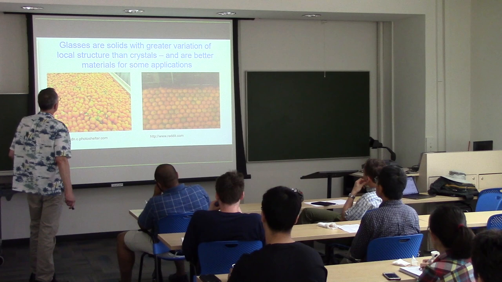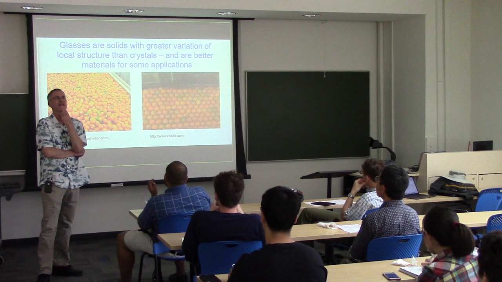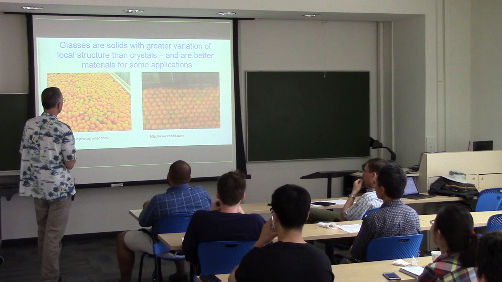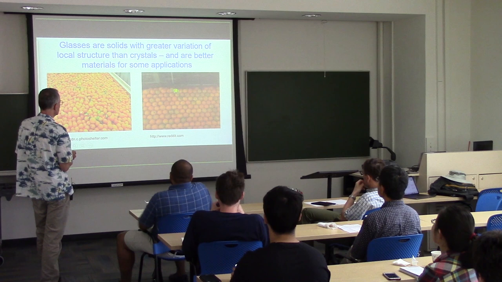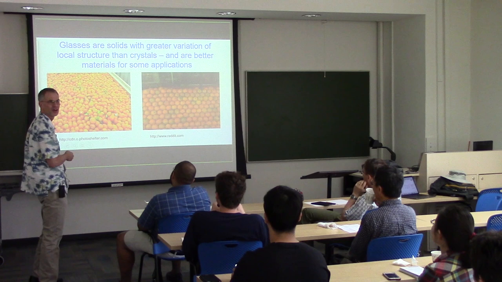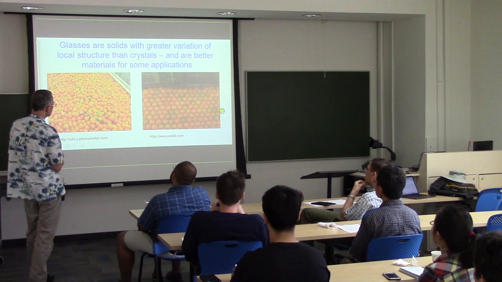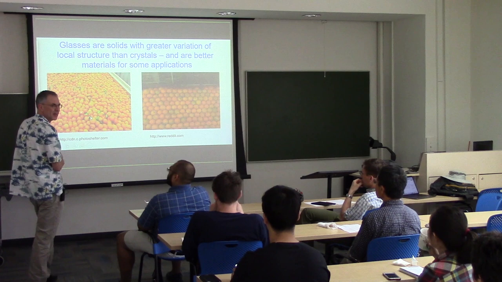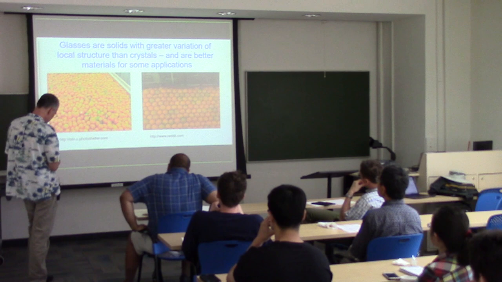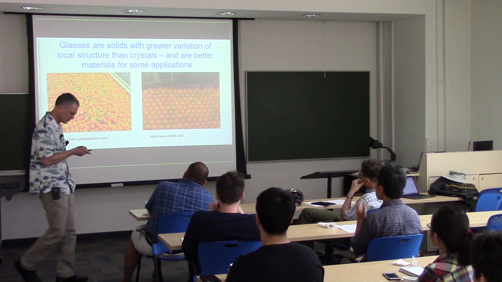So I wanted to start with just some really general overview slides about glasses. I have these two different images of oranges here. This is the beautiful regular arrangement that's reminiscent of crystals. This is a jumbled mess of oranges in the back of a truck that is reminiscent of the packing in a glass. I just want to point out that in some sense, this material on the left is a lot more interesting than the one on the right, because there are so many different local packing arrangements here. That provides a lot of opportunity for manipulating the state of the material, and also makes glasses better materials for some applications. I'll just spend 2 minutes on this because I have sort of a chip on my shoulder about glasses being good materials.